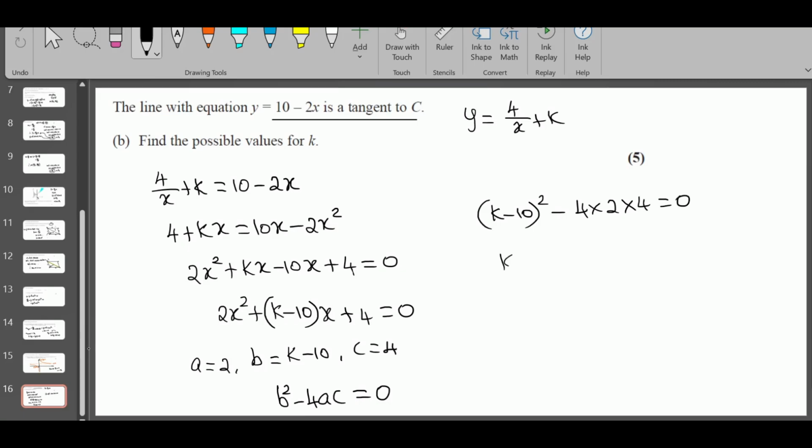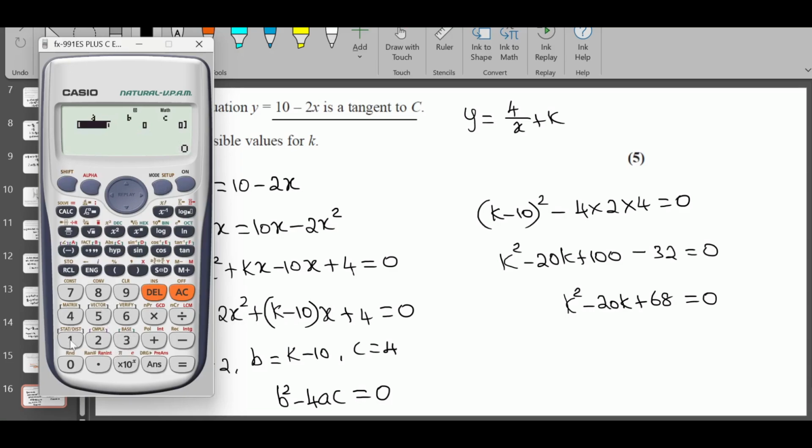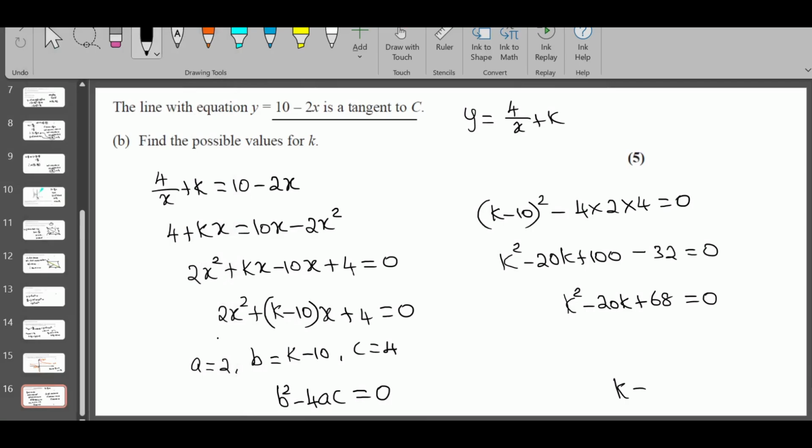Expand it. k square minus 20k plus 100 minus 4 4s are 16, 32 is 0. So you're going to get k square minus 20k plus 68 is 0. Solve this. 1 minus 20, 68. So k is 10 plus or minus 4 root.